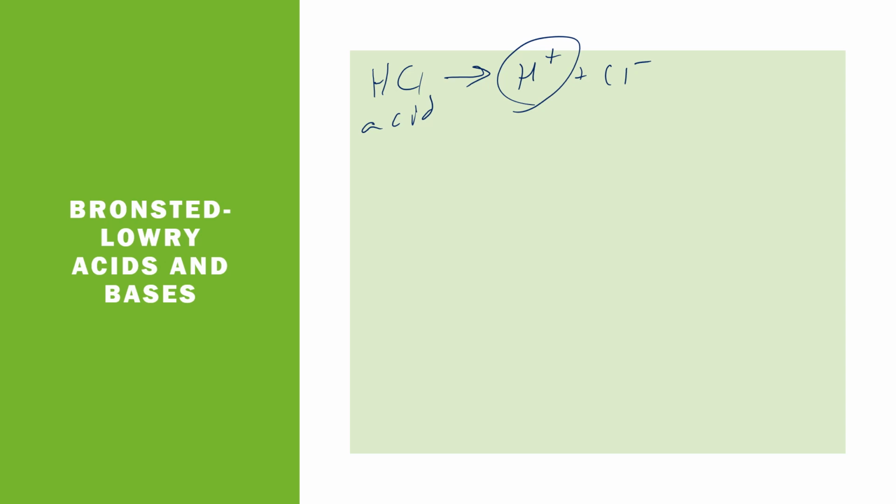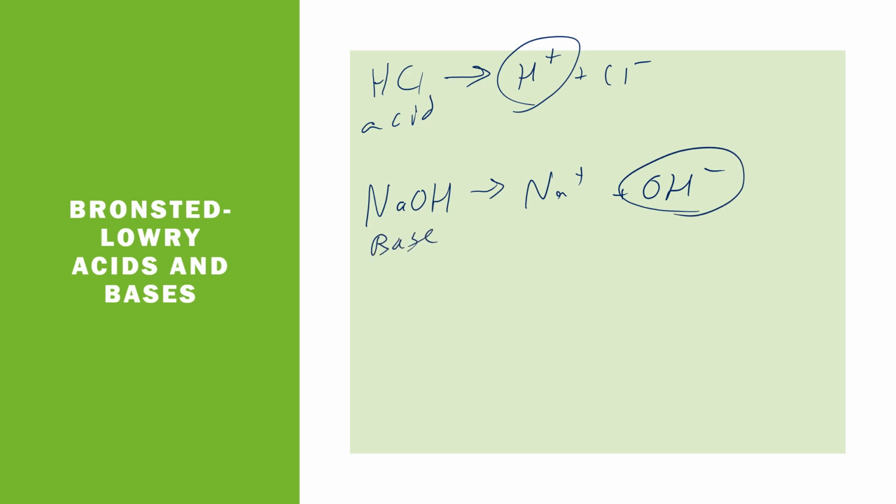Okay, a Bronsted-Lowry base is anything that increases the amount of hydroxide ions in the solution. But we'll get to it. So if you have something like NaOH, that splits up into sodium ions and hydroxide ions. All right, so it increases the amount of hydroxide ions, it's a base. But this is a narrow definition.